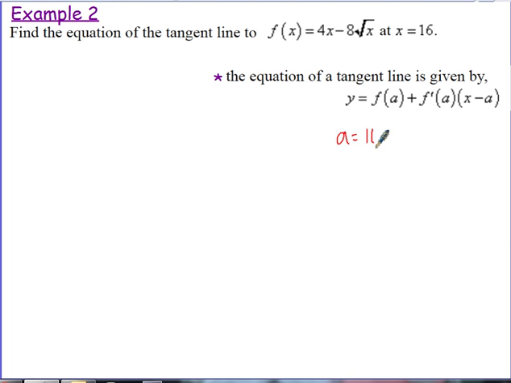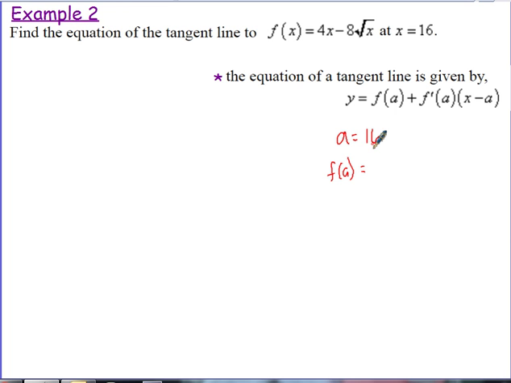16. Can you tell me my f of a? What does that mean? What's y when x is 16? So this time, you know how in the last one they actually gave us the point and I didn't have to plug in, but this time did they give me the y? No, so you're actually going to have to plug in.